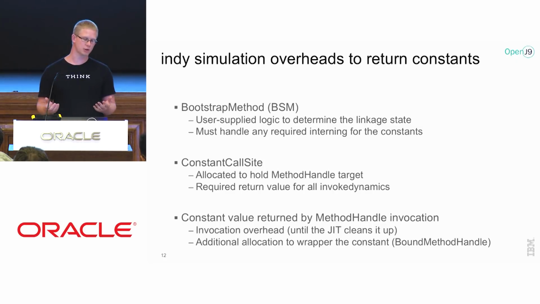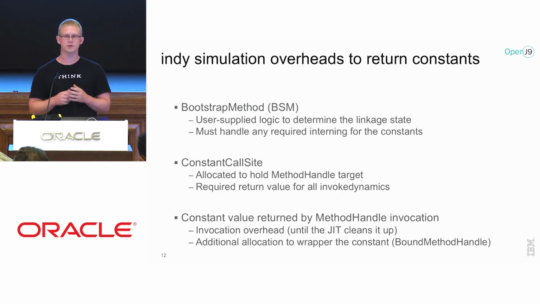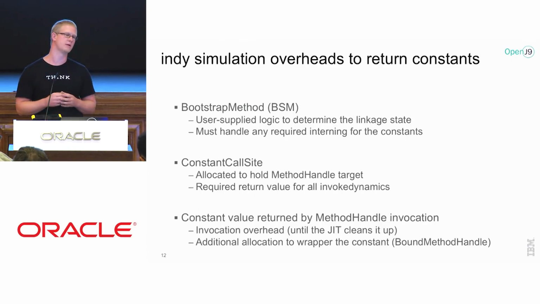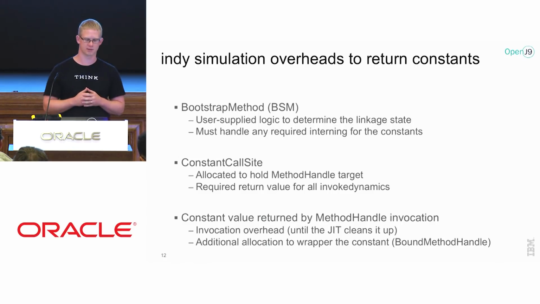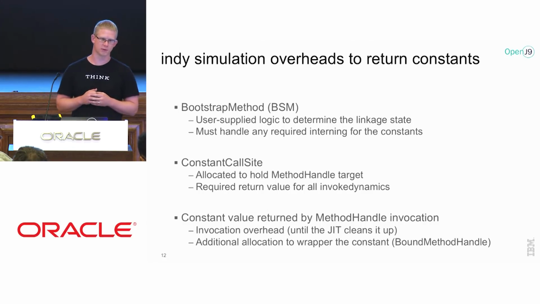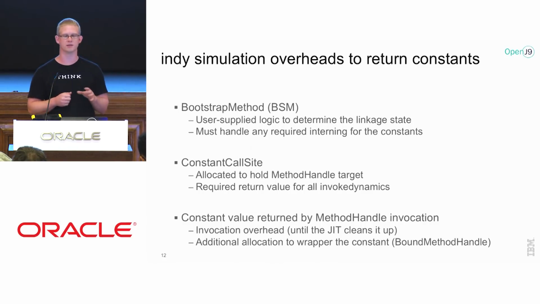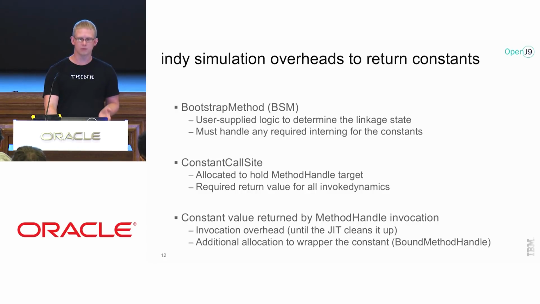And then, additionally, my Bootstrap method has to do a bunch of work. Right? This is the user-supplied logic that figures out what the constant should be, but it also has to do some level of interning to make sure you always get back that same constant. With Indy, your Bootstrap method might be invoked more times than you would expect just by reading the bytecode, and I'll get into why that is a little bit later on. So we see there's a fair bit of overhead in getting to a constant using Indy.